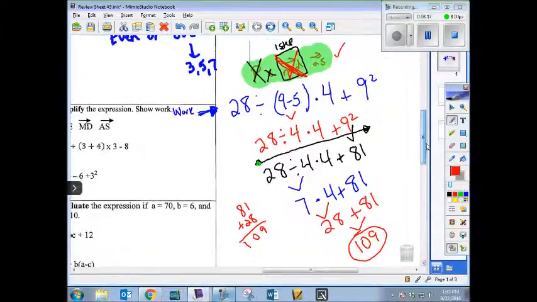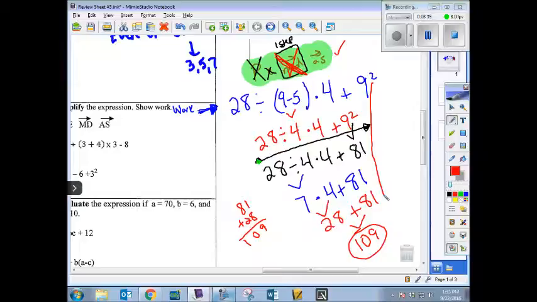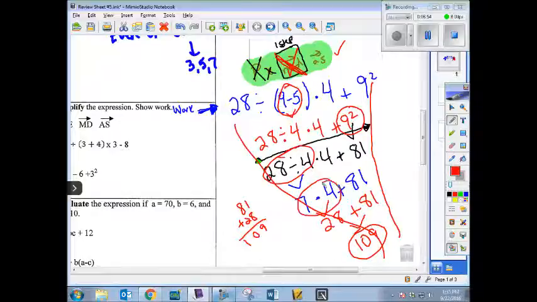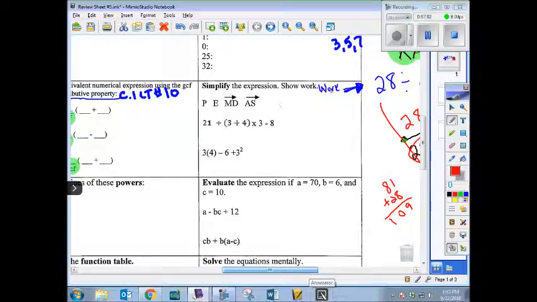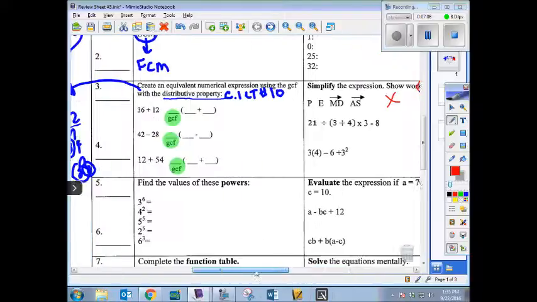Okay? So just like I said in class the other day, do you see my tornado? It kind of looks like a tornado. I kind of went slanted there, but that's what I expect. You do one step at a time. There I only did 9 minus 5. There I only did 9 squared. There I only did 28 divided by 4. There I only did 7 times 4. There I only did 28 plus 81. So it's only one step at a time. So on those, make sure we're showing work. If you don't, it will be wrong. Okay? Let's go on to the next one.